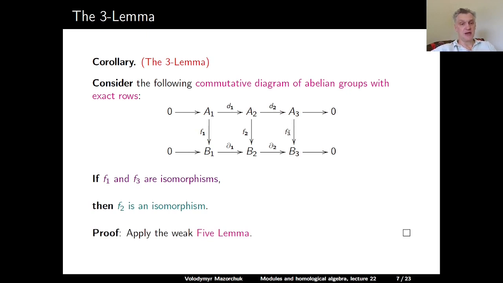Proof? This, of course, follows directly from the 5 lemma as soon as we complete it to a 5 sequence by adding the 0 morphism between 0 objects on the left and the 0 morphism between 0 objects on the right. Then we are in the situation of the 5 lemma because the 0 morphisms are isomorphisms and F1 and F3 are assumed to be isomorphisms. So this is just a special case of the weak formulation of the 5 lemma.